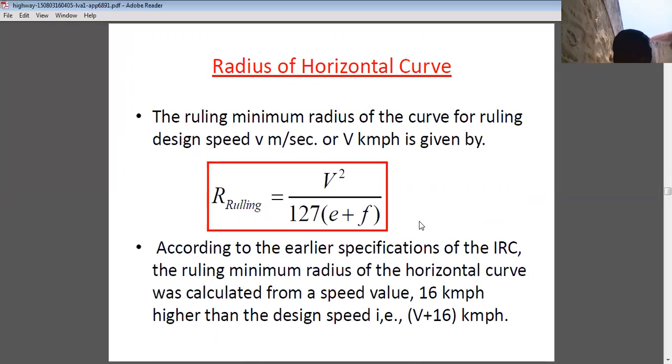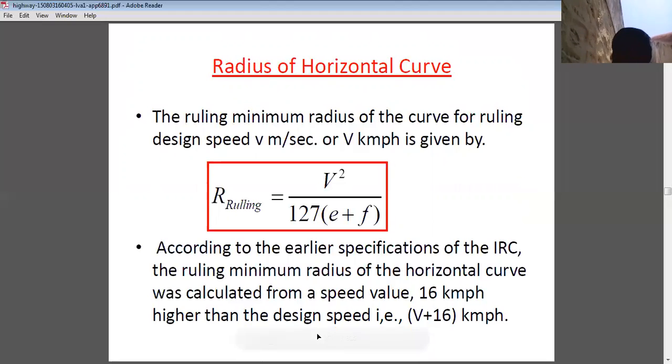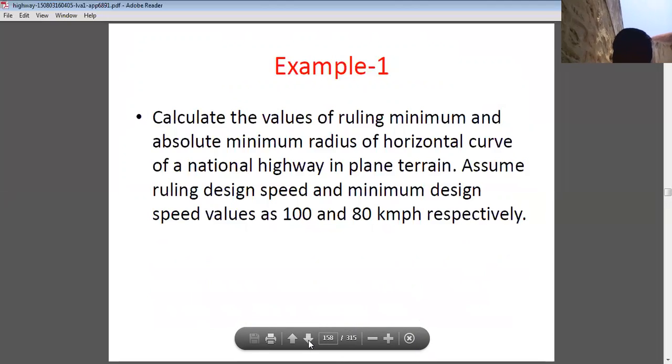Next, the radius of horizontal curve. The minimum radius of the curve for ruling design speed v meter per second or v kmph is given by R ruling equals v square divided by 127 times e plus f for ruling gradient. According to the earlier specification of the Indian Roads Congress, the ruling minimum radius of horizontal curve is calculated from a speed value 16 kmph higher than the design speed, that is v plus 16 kmph. Again, examples.